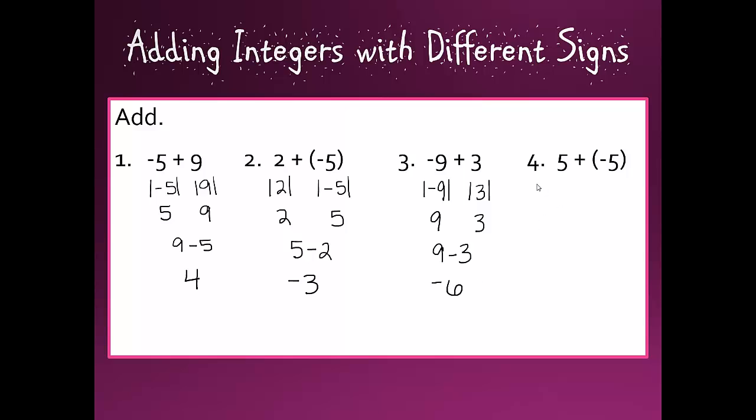Now let's look at number 4. We have 5 plus negative 5. I have a positive number and a negative number. First, I'm going to find the absolute value of each of my numbers. So the absolute value of 5 is 5. And the absolute value of negative 5 is 5. I know that when I have a negative and a positive number, I'm going to subtract these two numbers. Since they're both the same, I just subtract 5 minus 5, and my answer would be 0.